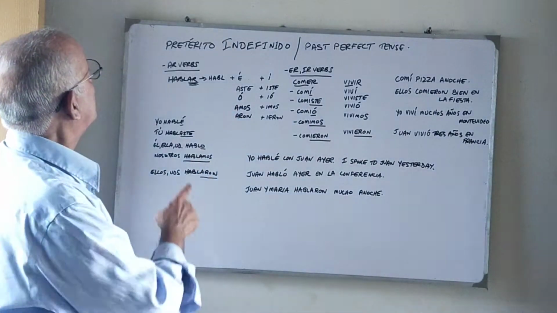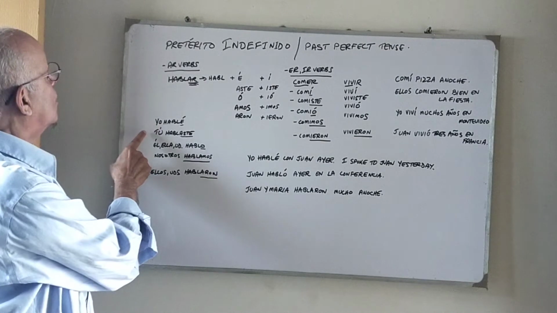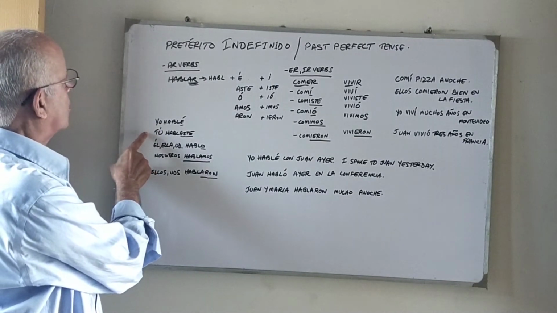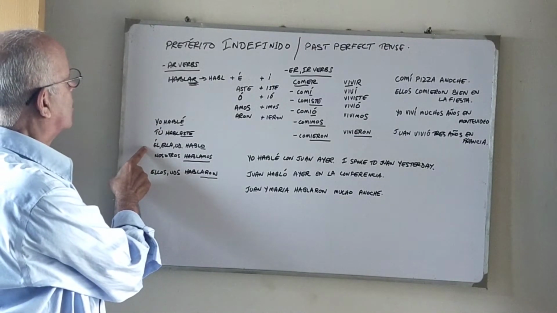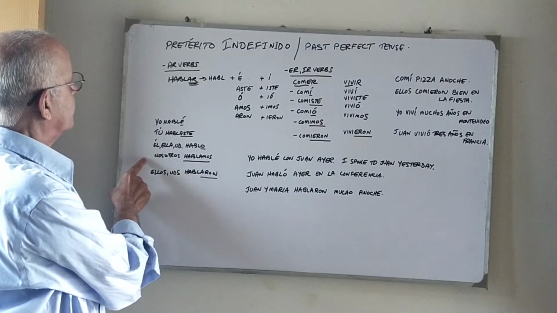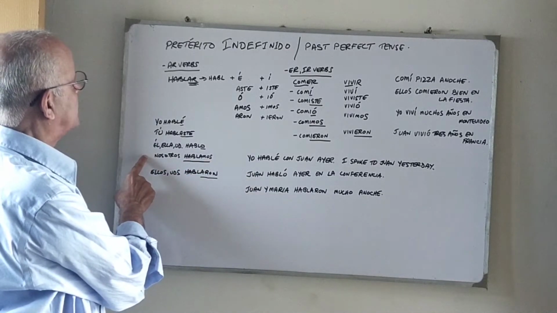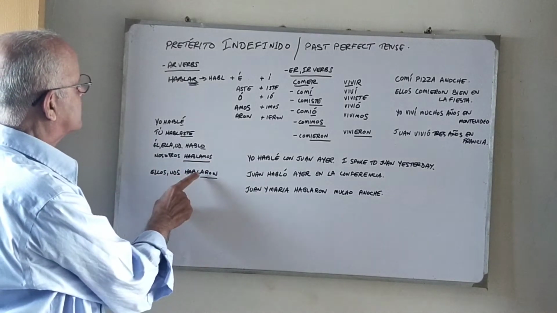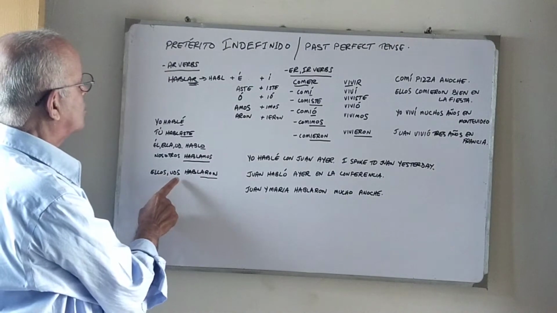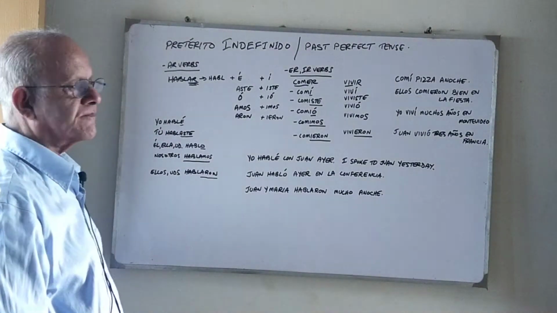Okay, now for the example of hablar. Yo hablé, I talked. Tú hablaste, you talked. Él habló, he talked. Ella habló, she talked. Usted habló, you talked. Nosotros hablamos. Now you see it's same as the present tense. We spoke or we talked. Ellos hablaron, they talked, and ustedes hablaron, they talked. Okay, so this is how we form AR verbs.